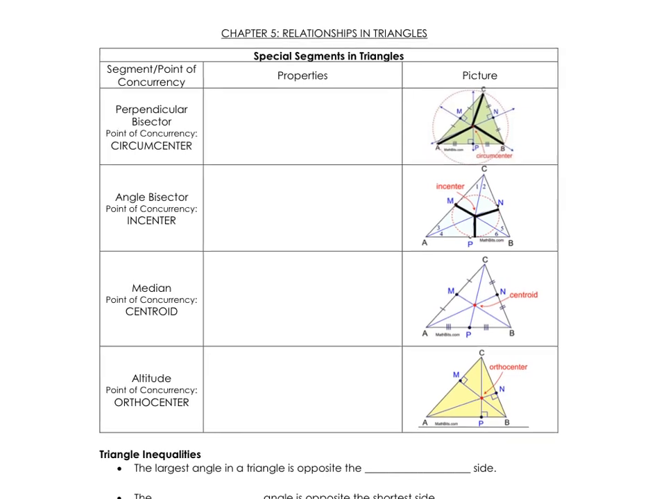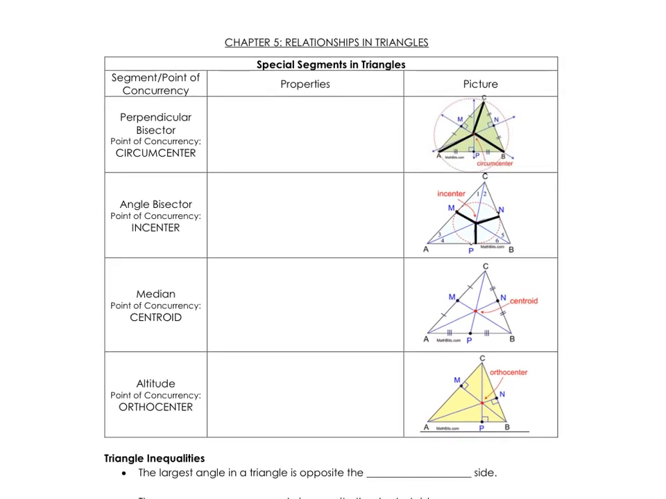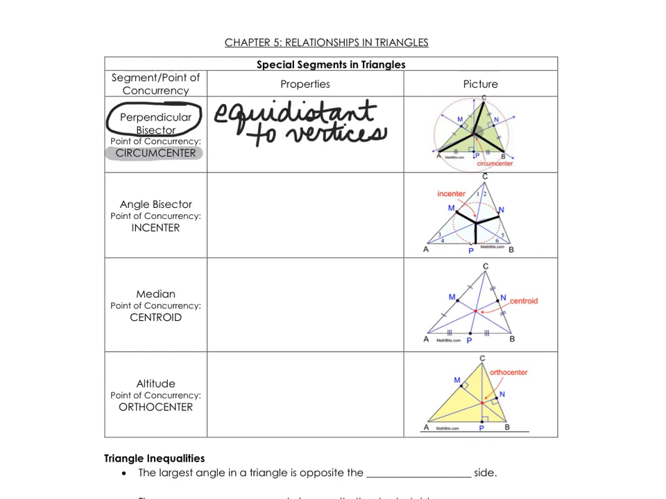All right, so we want to make sure we know that the perpendicular bisector intersects to make the circumcenter, okay? The circumcenter, its special quality is that it is equidistant to the vertices of the triangle. So that means all three of these thicker black lines are congruent as well.